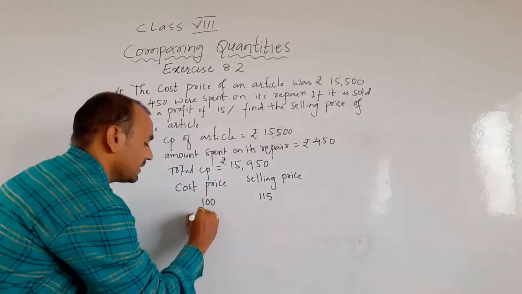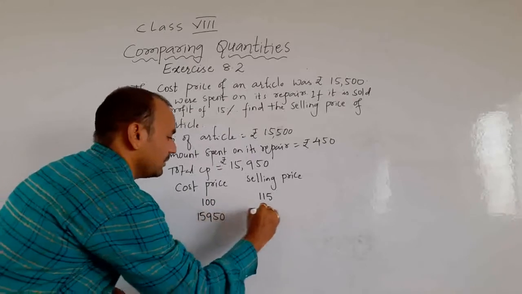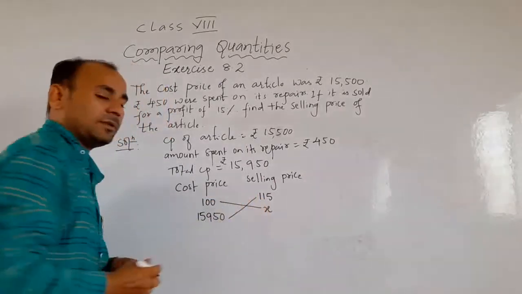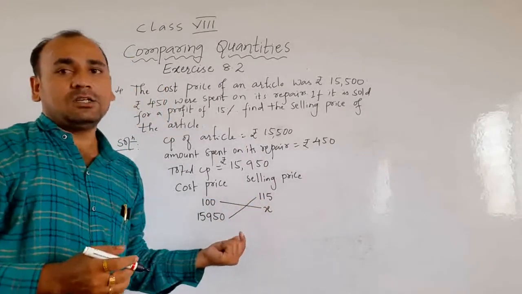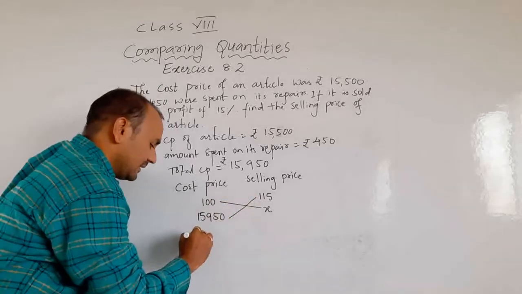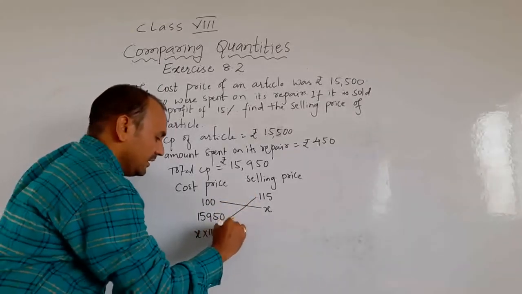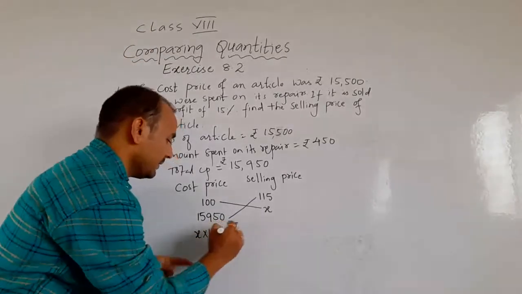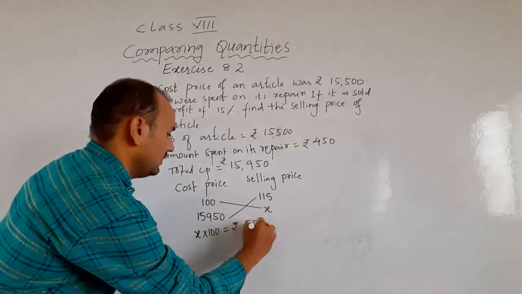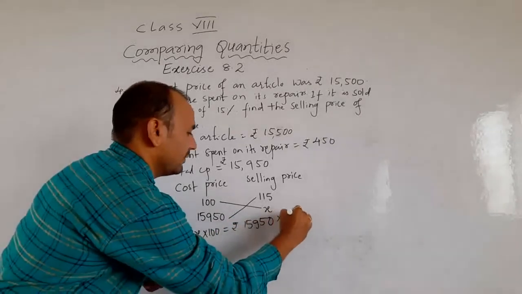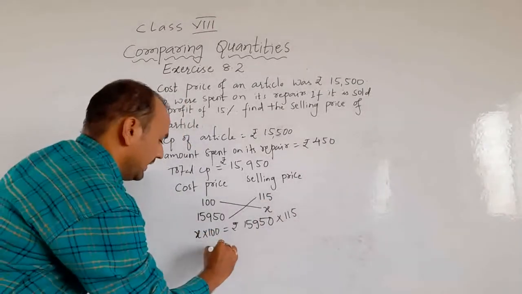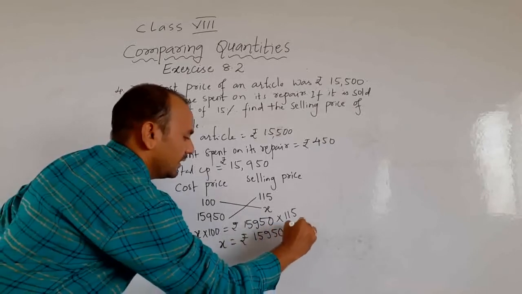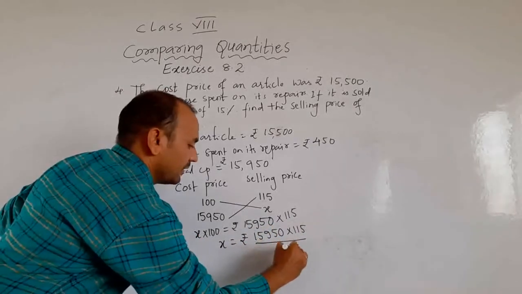Now cost price is 15,950 rupees, so the selling price is how much? We don't know, let us take it as X. Let us cross multiply. This is also called the unitary method. So X into 100 is equal to rupees 15,950 into 115. So now X is equal to rupees 15,950 into 115 divided by 100.